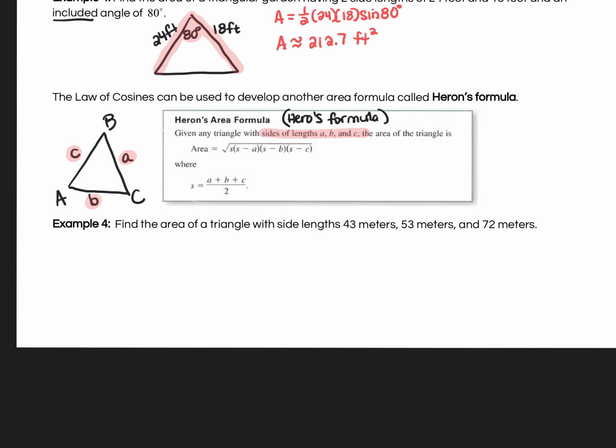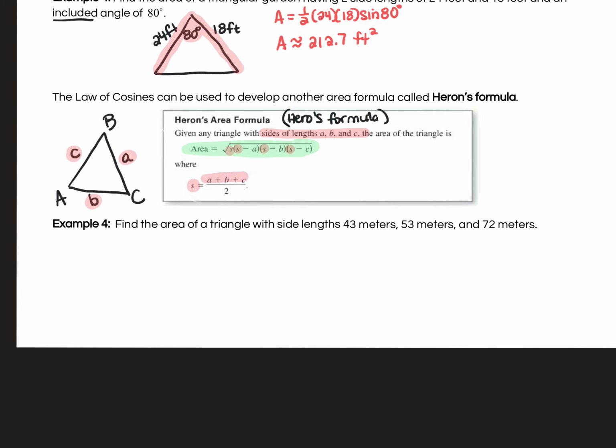To find the area, we're going to calculate it by doing this kind of strange looking formula here. And in that formula, A, B, and C just stand for the sides. But then we see this additional piece of information, and it's called S, right? And it shows up 4 times in that formula.